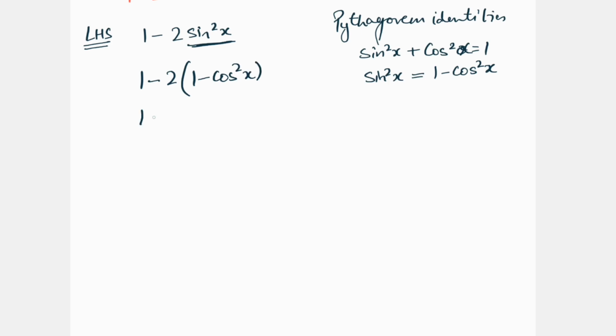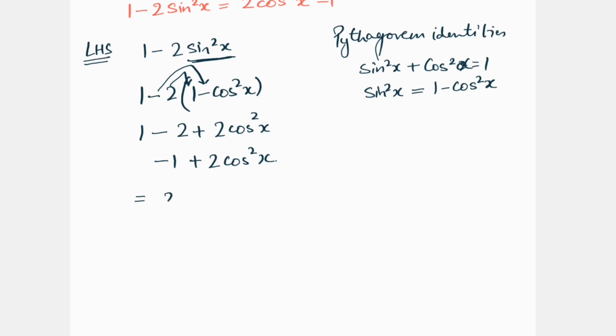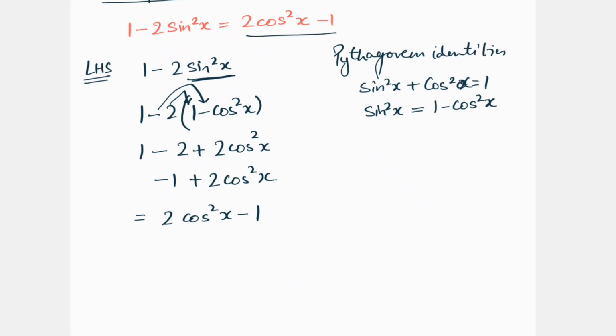Now let's solve that. 1 minus 2, minus times minus gives plus, so plus 2 cos square x. Now 1 minus 2 is minus 1, plus 2 cos square x, and we can write it in a better form, which gives us 2 cos square x, the positive term in the front, minus 1, and that is what we need on the right hand side.